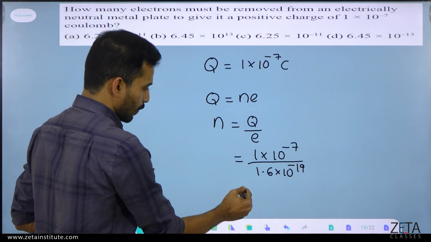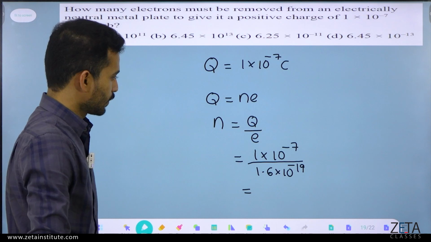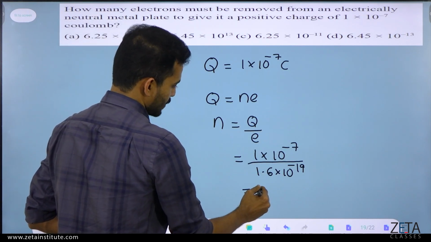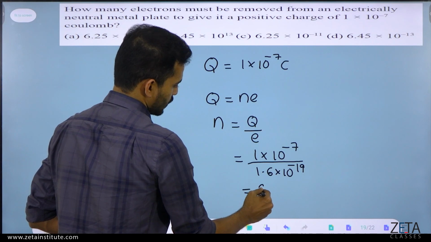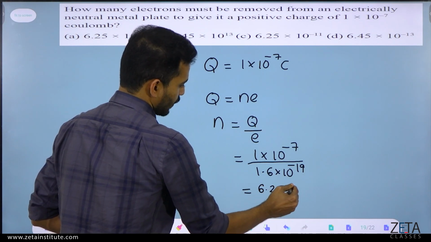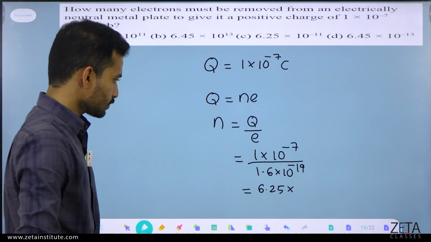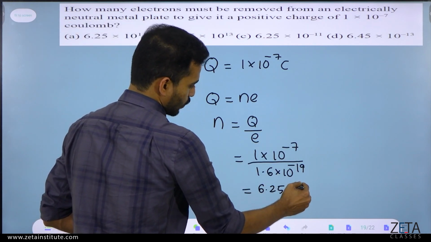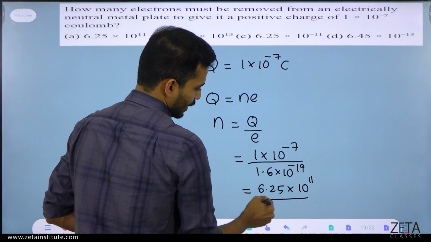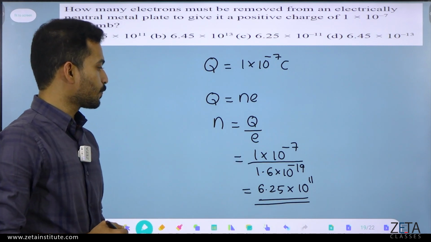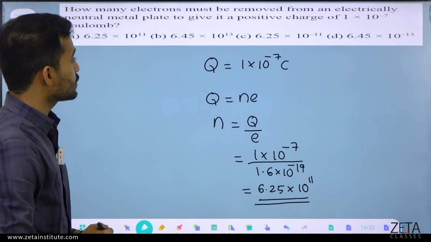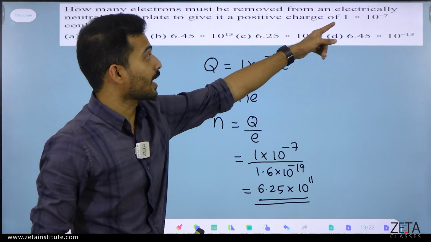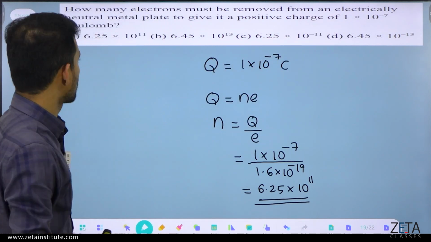That is equal to 10 by 1.6, which can be written as 6.25 into 10 raised to 11. So 6.25 into 10 raised to 11 electrons are transferred to get a charge of 1 into 10 raised to minus 7 Coulomb.